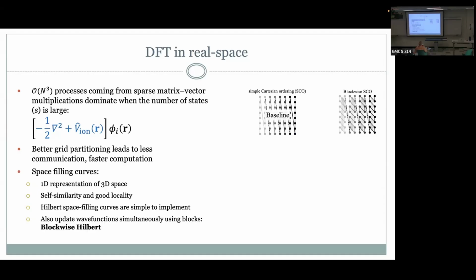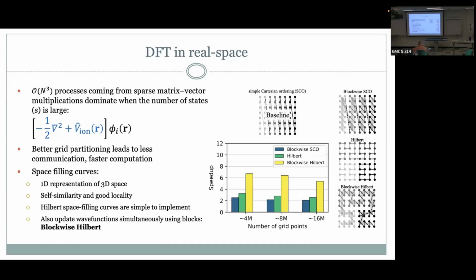We also use something called blocks. So this method is called blockwise filter. So the simple Cartesian ordering would look like this. You would go all the way up, jump back down, go all the way up, and so on. This would be the blockwise simple Cartesian. So you do this, but in blocks. The Hilbert space filling curve would look like this, and then this would be the blockwise version.